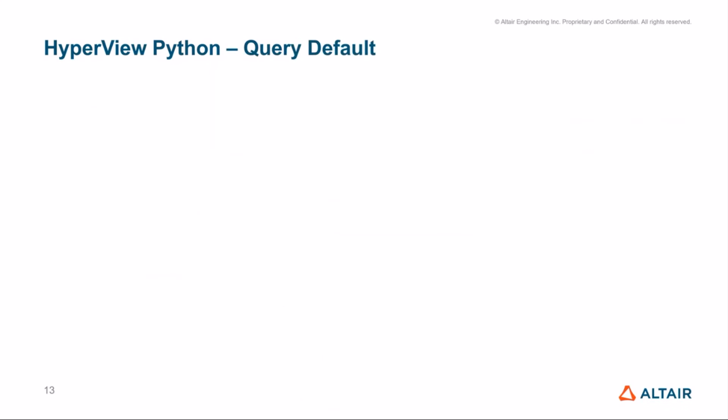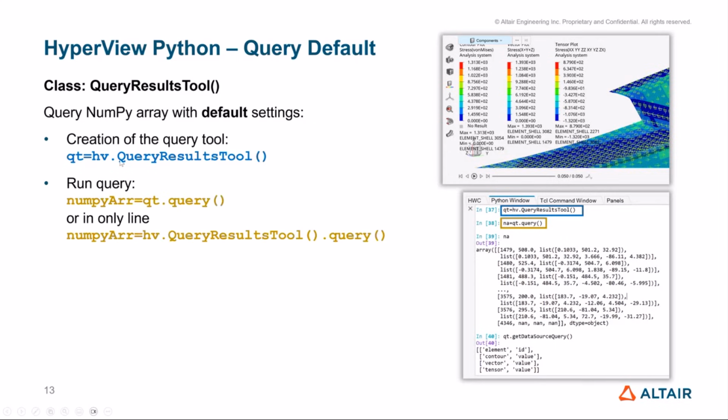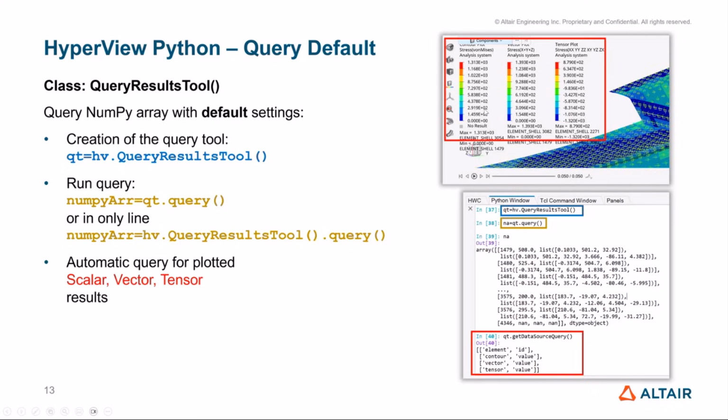So let's start with the query. The query will be done by the query results tool. It will return a NumPy array. If you just start the query tool and run it with the .query method, it returns the NumPy array and it will query the results which are displayed in the GUI. It automatically looks if scalar, vector, or tensors are plotted, and it will export all of them when they exist.